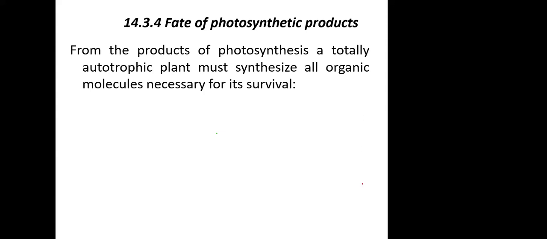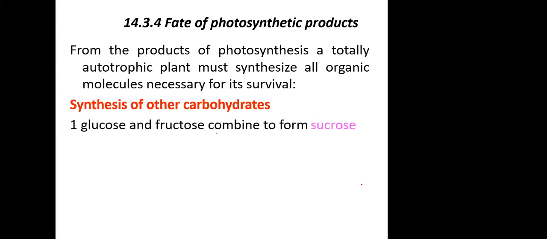So if it is proteins, if it is lipids, if it is carbohydrates, they're able to make all those things. So let's start with the synthesis of other carbohydrates. The key word here is other, because we have been looking at the synthesis of starch, which is one of the carbohydrates. So what happens? Glucose and fructose combine to form sucrose. And this sucrose, if you can recall from your chemicals of life, is very important in plants.